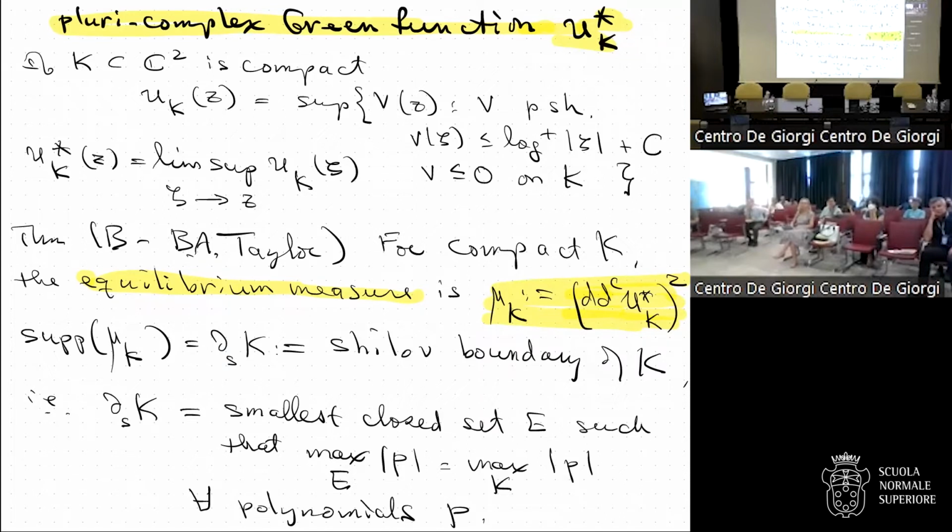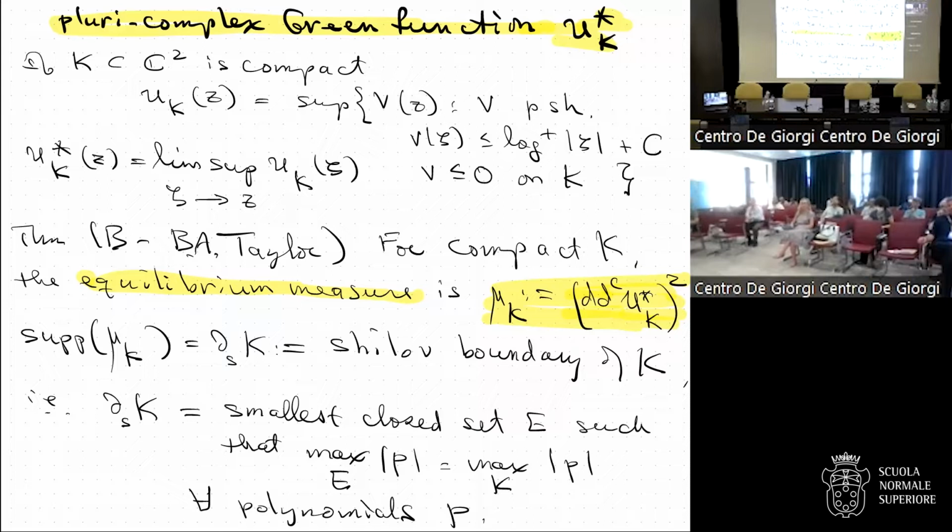So the Shilov boundary is an interesting boundary for complex analysts. It's the smallest closed set that lets you have a maximum principle. You know that the maximum principle says that when you're taking the maximum of the modulus of a polynomial over some compact set K, the maximum is attained at the boundary. Well, the Shilov boundary was the minimal closed boundary where this will work. Okay, so that's an interesting property.